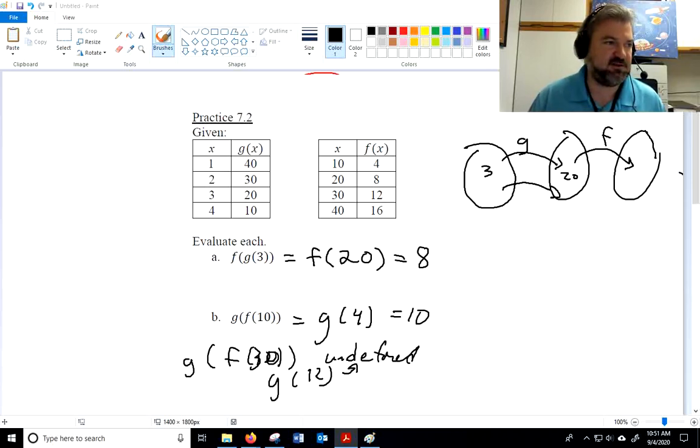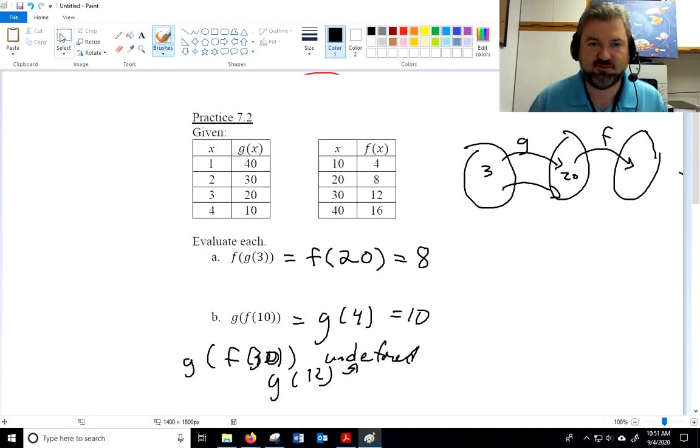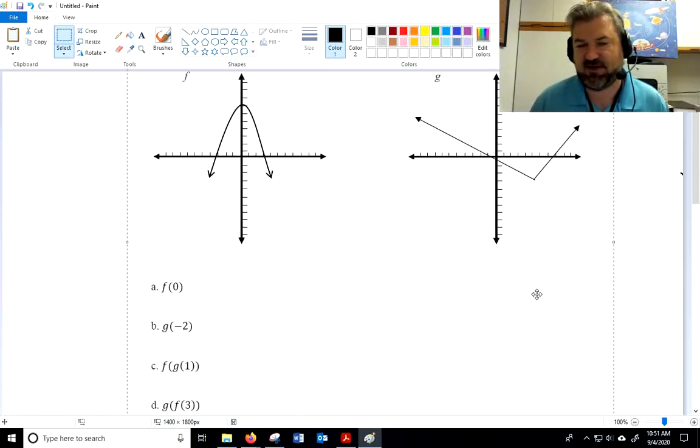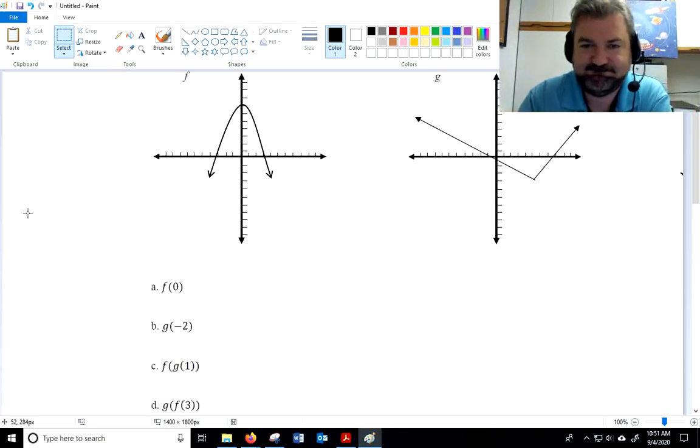All right, I have another practice problem for you to do. We've seen function composition with tables of values. Let's take a look at it with some graphs. And I apologize that these graphs are so poorly drawn, hastily drawn. And please just kind of estimate the nearest values if you can. Call them whole numbers. All right, let's give it a try.